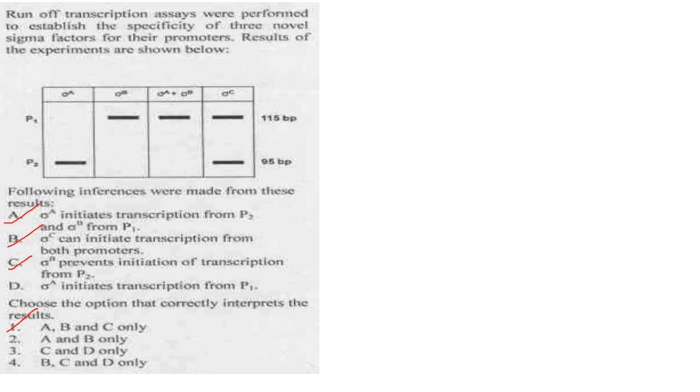Then sigma A initiates transcription from P1. It is not P1, it is P2. So A, B, C only are correct answers. Answer is option 1.